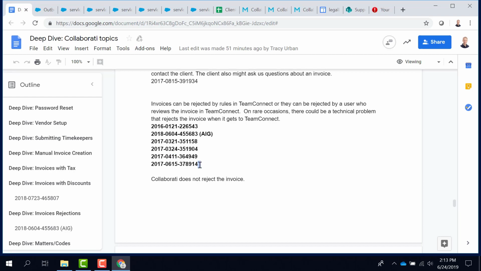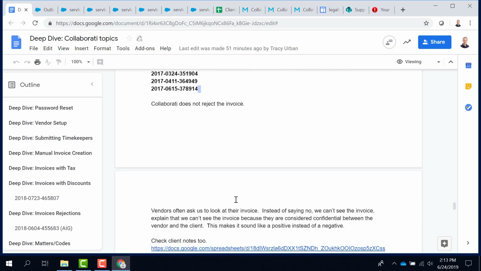Okay, so that was some case review. So just a few other tips. Collaborati does not reject the invoices. Team Connect or the ELM rejects the invoices. Collaborati can only throw a file error. It cannot actually change the status to rejected.